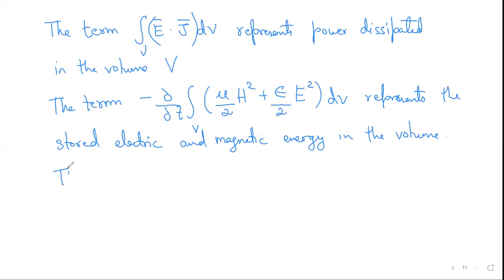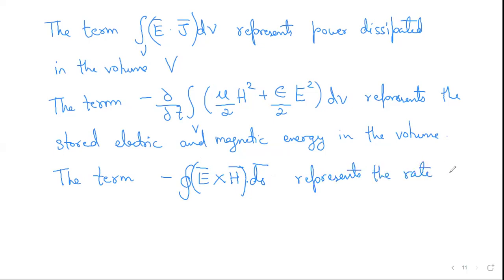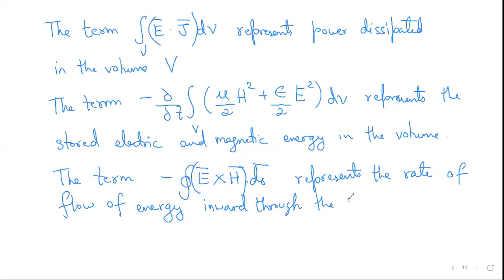Okay, the term minus E cross H dS represents the rate of flow of energy inward through the surface of the volume.